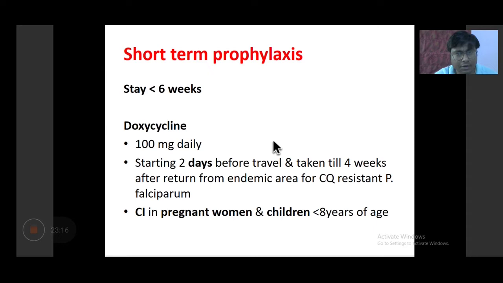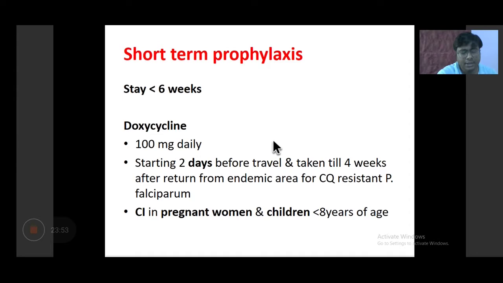Chloroquine is the drug of choice if there is sensitivity to the chloroquine. In India, the chloroquine resistance developed. So now for long term prophylaxis, we give Mefloquine. For short term prophylaxis, we give Doxycycline, because Doxycycline is a daily drug. So we cannot give it when the period of stay is more than 6 weeks, because of the issue of compliance. So if there is less than 6 weeks of stay, you can give 100 mg daily. Start 2 days before the travel, during whole stay, and till 4 weeks after return from endemic area.